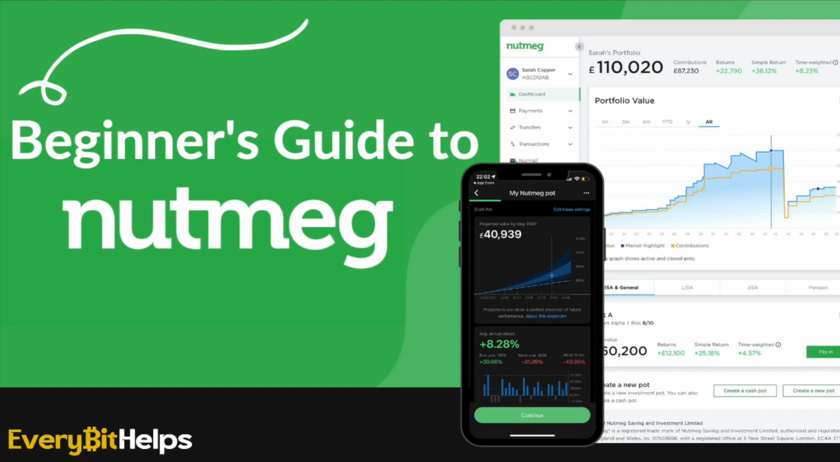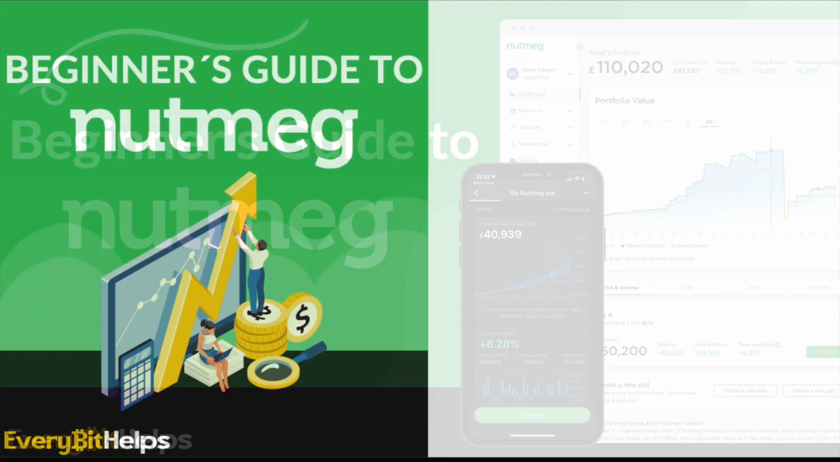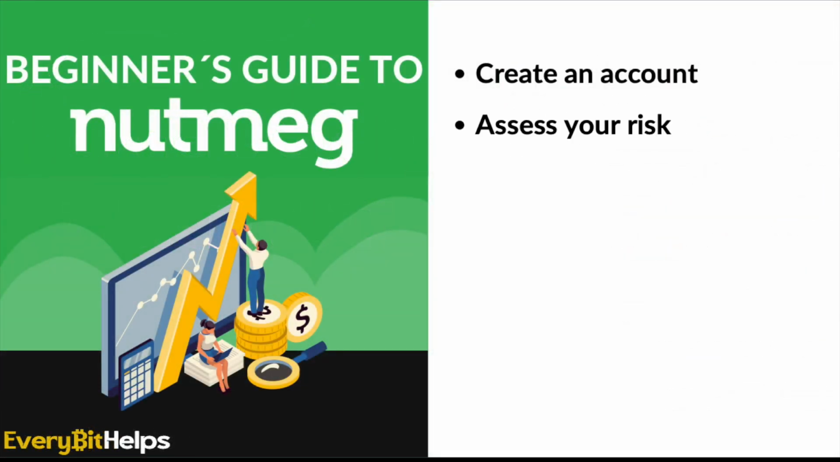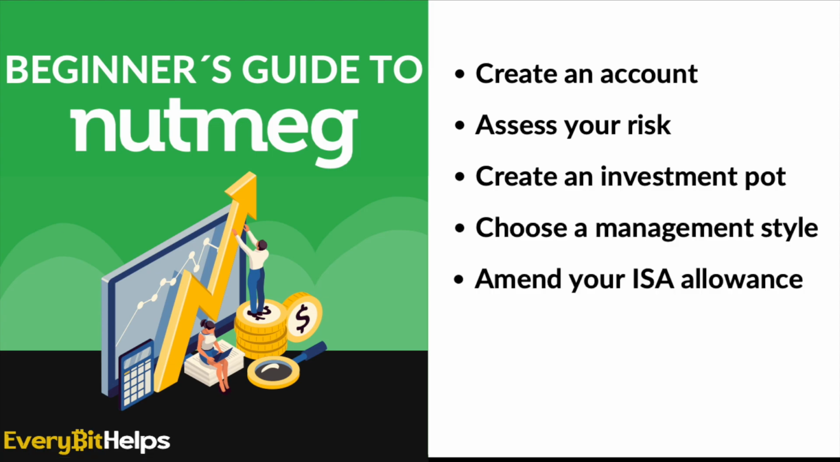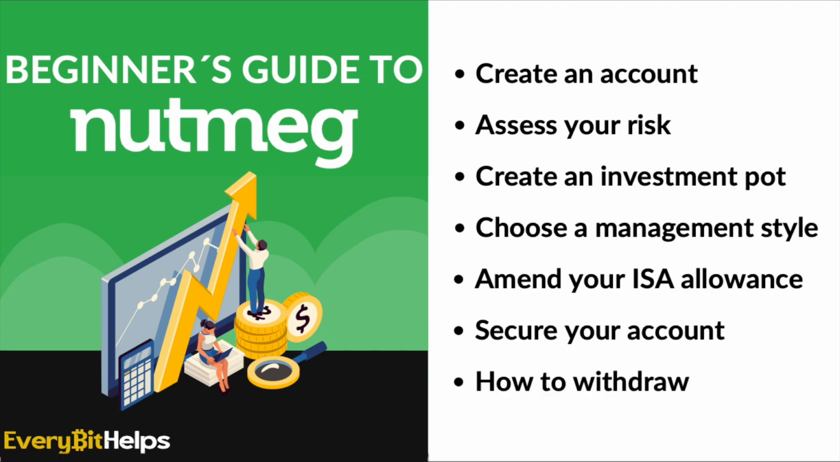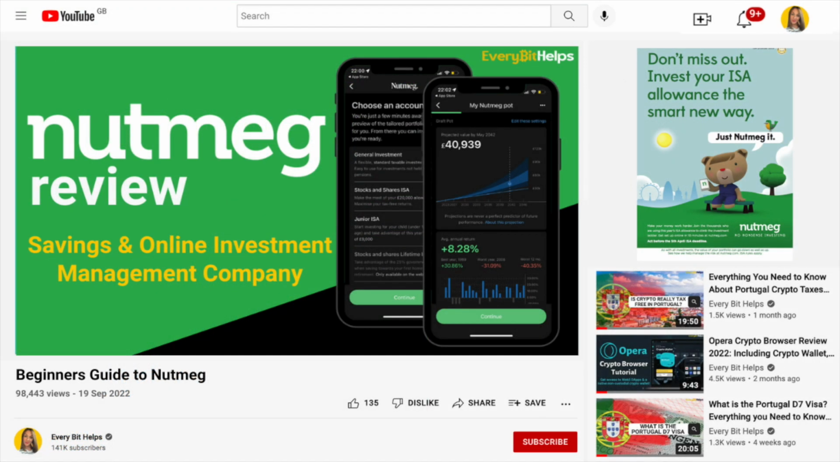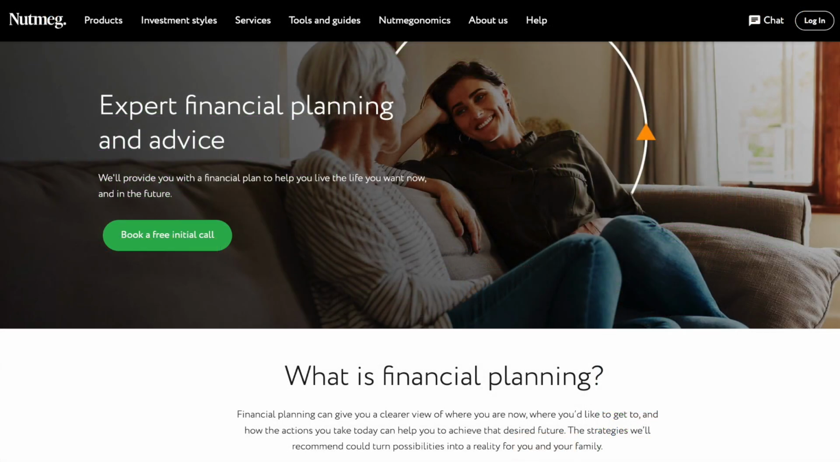And we're going to take you through a full beginner's guide, showing you how to create an account, assess your risk, create an investment pot, choose a management style, amend your ISA allowance, secure your account, and how to withdraw. And there'll be a timeline in the summary below for those of you that just want to jump to specific parts of this tutorial. First up, a little bit about Nutmeg.